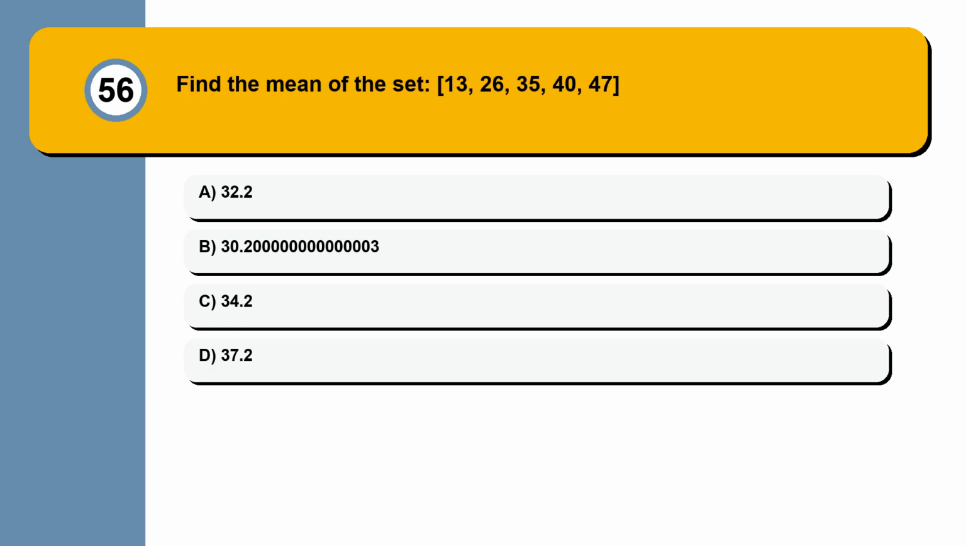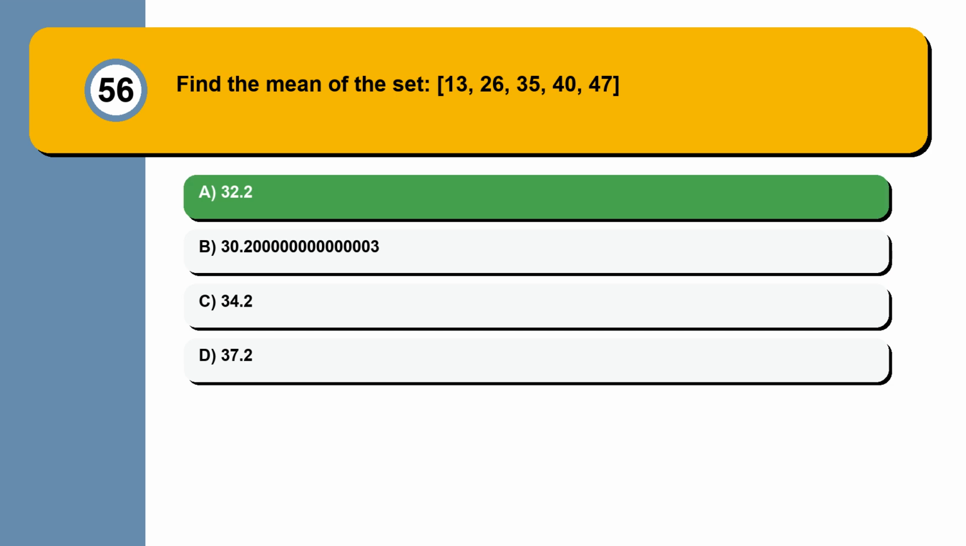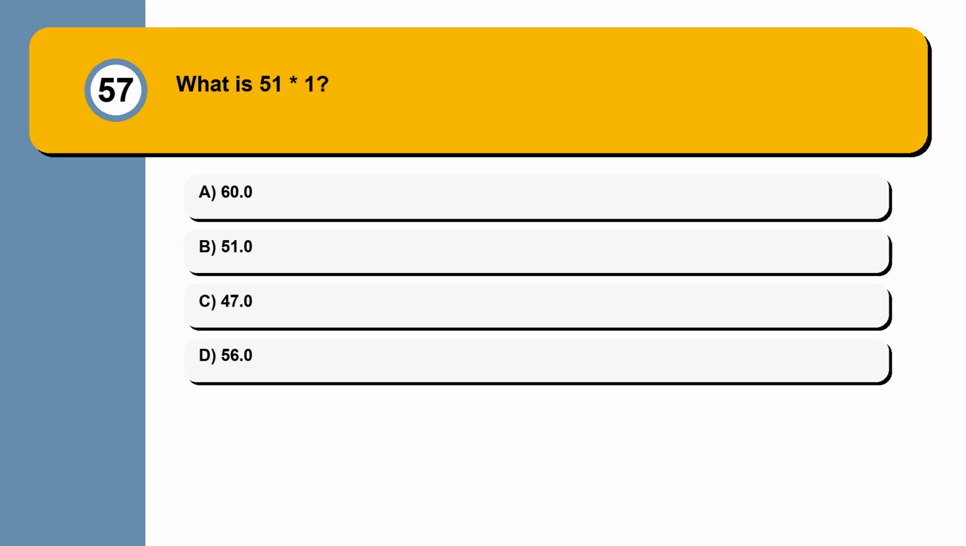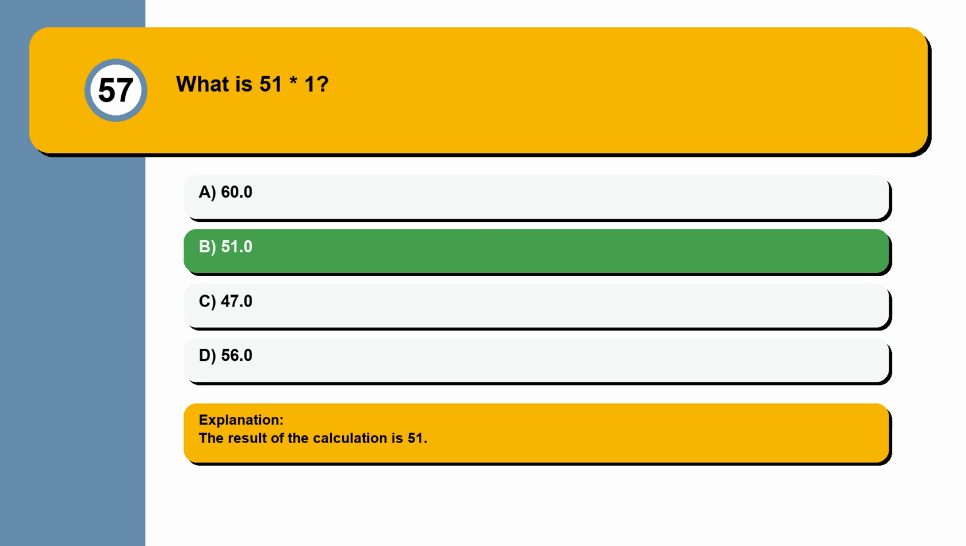Question 56. Find the mean of the set 13, 26, 35, 40, 47, 32.2, 30.2, 34.2, 37.2. Calculated result is 32.2. Question 57. What is 51 asterisk 1? 60.0, 51.0, 47.0, 56.0. The result of the calculation is 51.